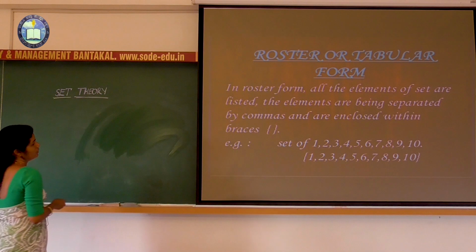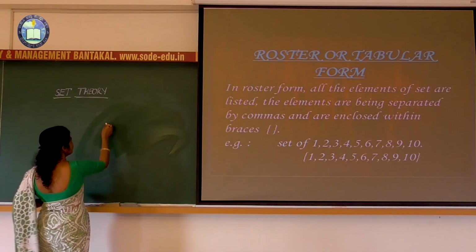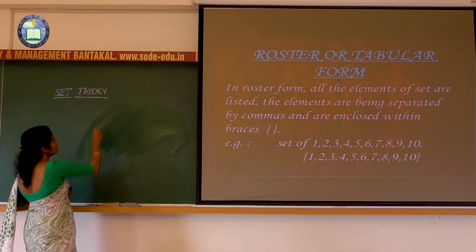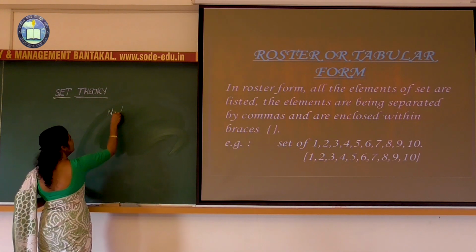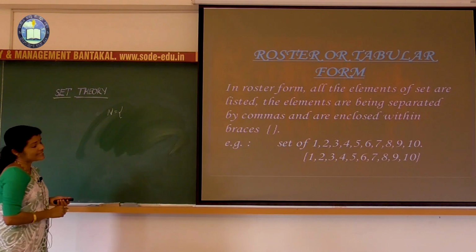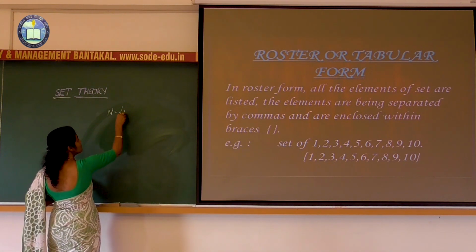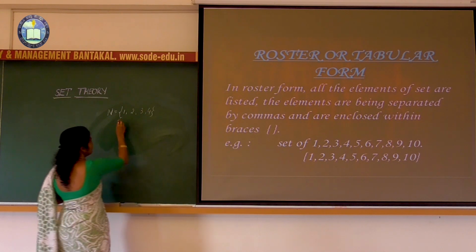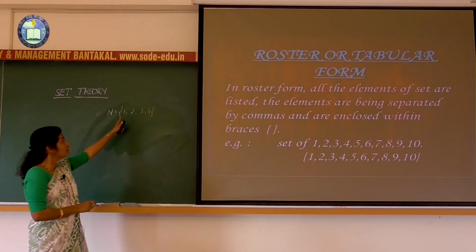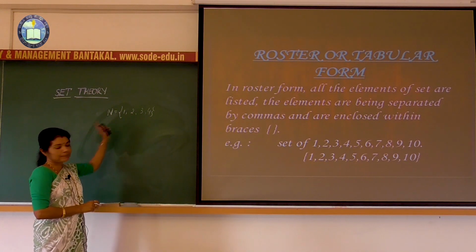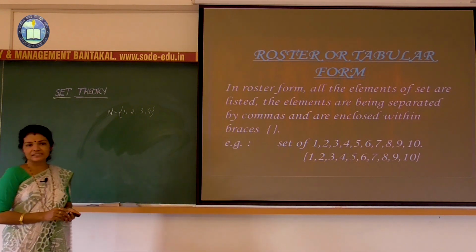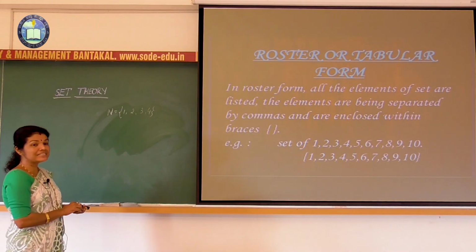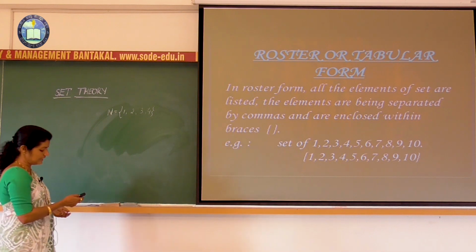Suppose we consider one more example, set of natural numbers less than 5. Set of natural numbers is denoted by N. Less than 5 means the set includes 1, 2, 3 and 4. So here the elements 1, 2, 3, 4 are listed, separated by commas and written within the braces. So this form is called tabular form, meaning listing the elements of the set.